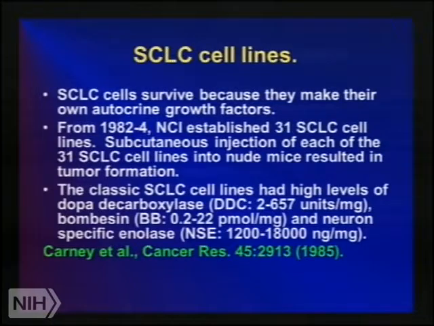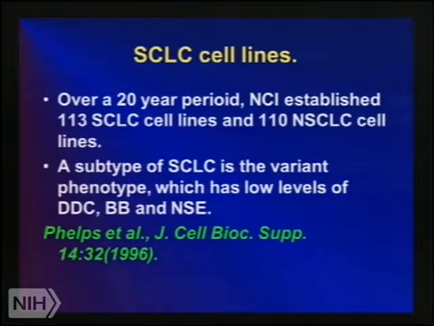Most cancers, such as prostate cancer, you have maybe a dozen cell lines. Breast cancer, a couple dozen perhaps. But for lung cancer, we have hundreds of cell lines. They were neuroendocrine cell lines because they had high levels of the enzyme dopa decarboxylase, which makes catecholamines, high levels of a neuronal enzyme, neural-specific enolase, and high levels of these bombesin-like peptides. Over a 20-year period, over 100 small cell lung cancer cell lines were established and 100 non-small cell lung cancer cell lines. So we have lots of cells to work with.